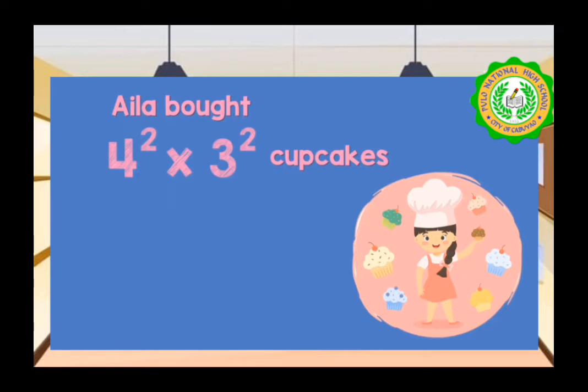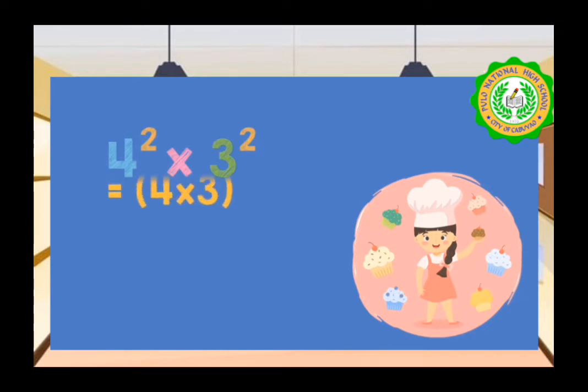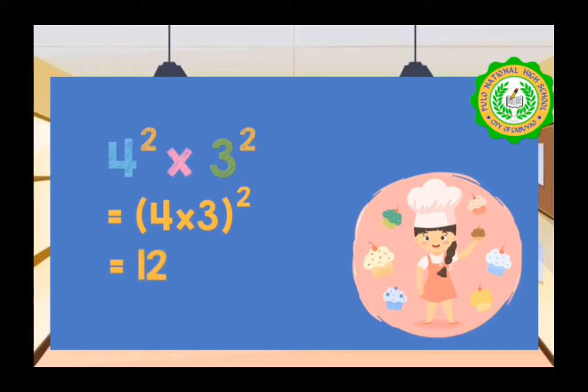So now let's apply law number 3 to this problem. The equation has different bases but the same exponent. Therefore, using law number 3, we can just multiply the bases and then copy the exponent. So the equation will become 12 raised to the power of 2, which is equal to 144. Therefore, Ayla bought 144 cupcakes.